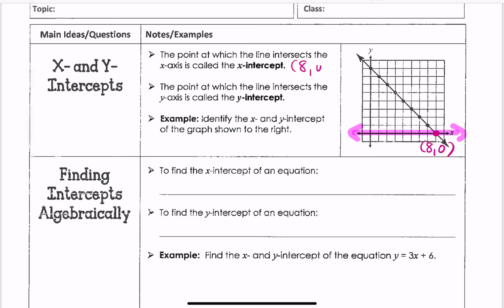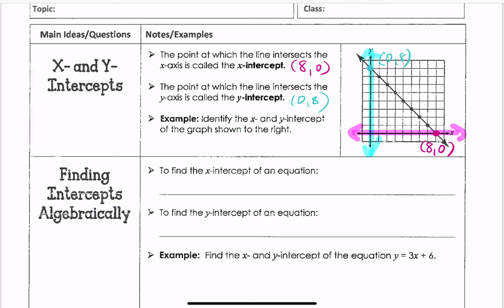The y-intercept, which we've already talked about but will go over again, is where the line intersects the y-axis. I'm highlighting the y-axis and the point where it crosses the y-axis. This ordered pair has x equal to 0, and then y is 1, 2, 3, 4, 5, 6, 7, 8. So this is (0, 8). The y-intercept is (0, 8).